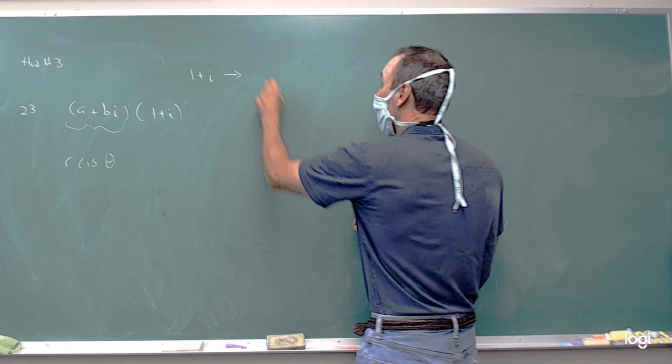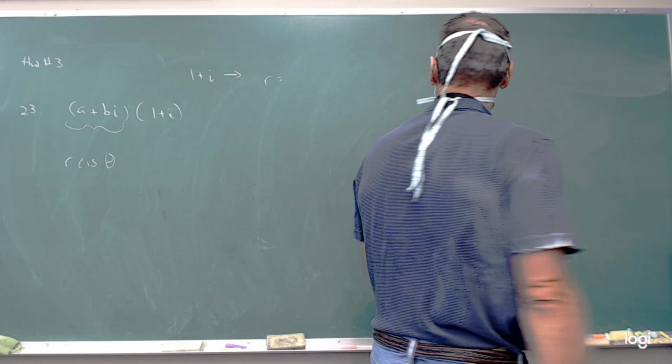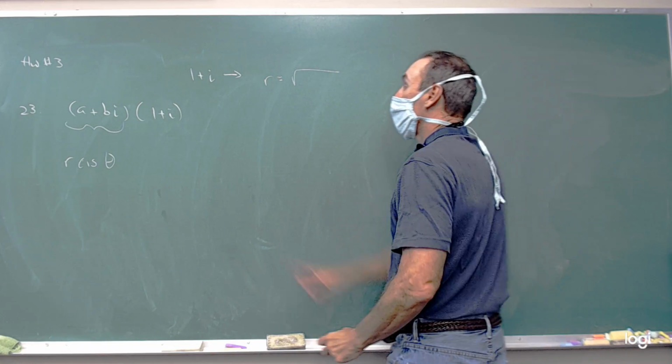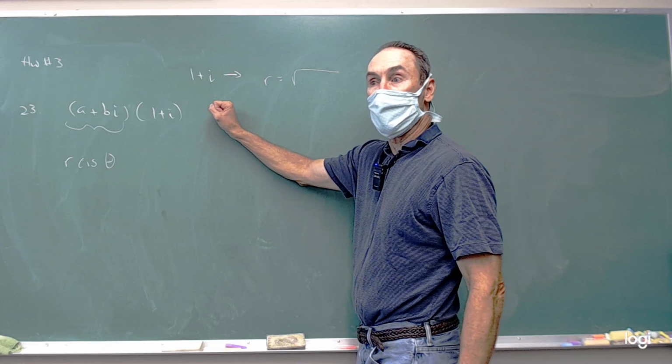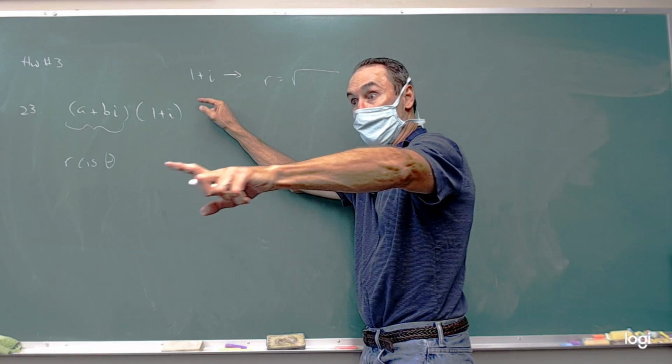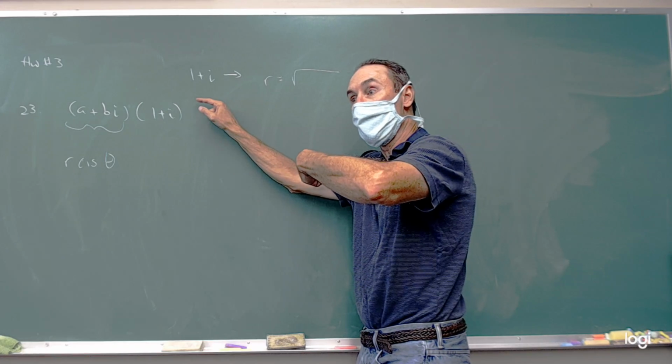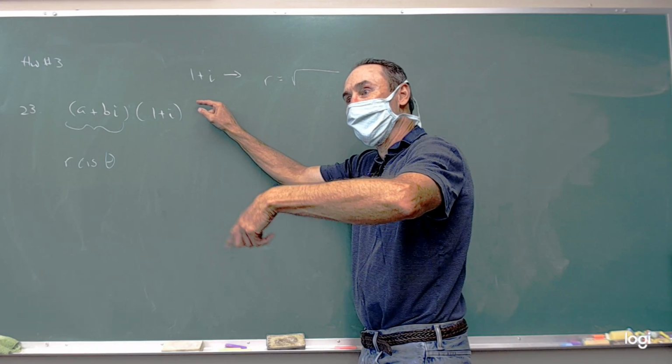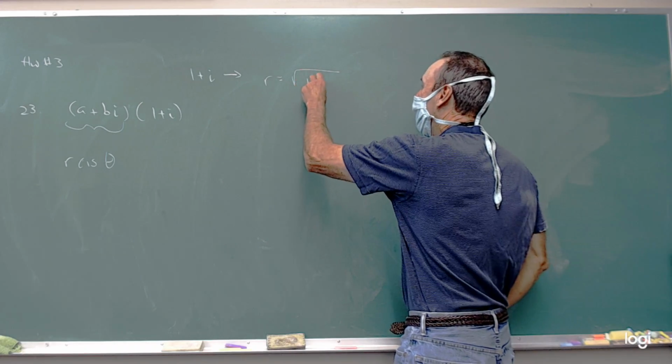So the r is going to be the square root of 1 squared plus 1 squared. Any nods of heads? You with me there? Yes. Okay? Did you fall asleep in this part? So this is all new and different? I got it.